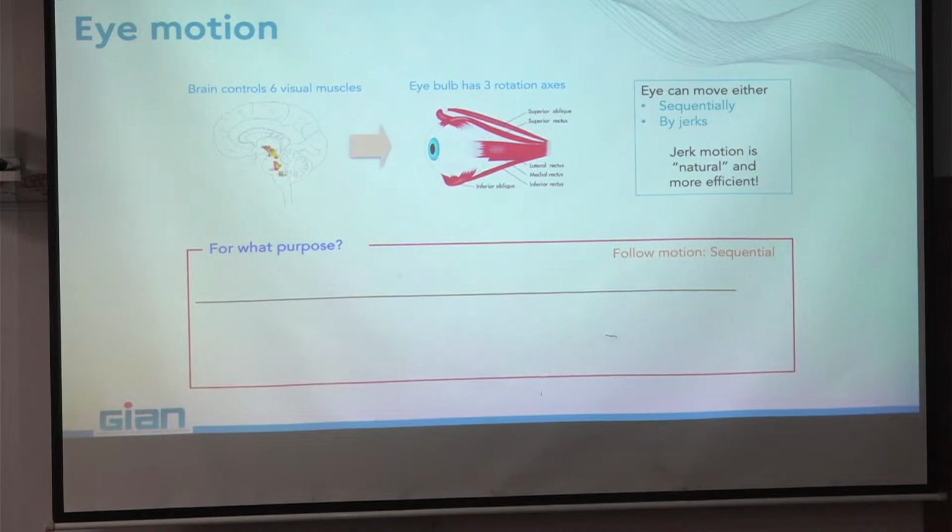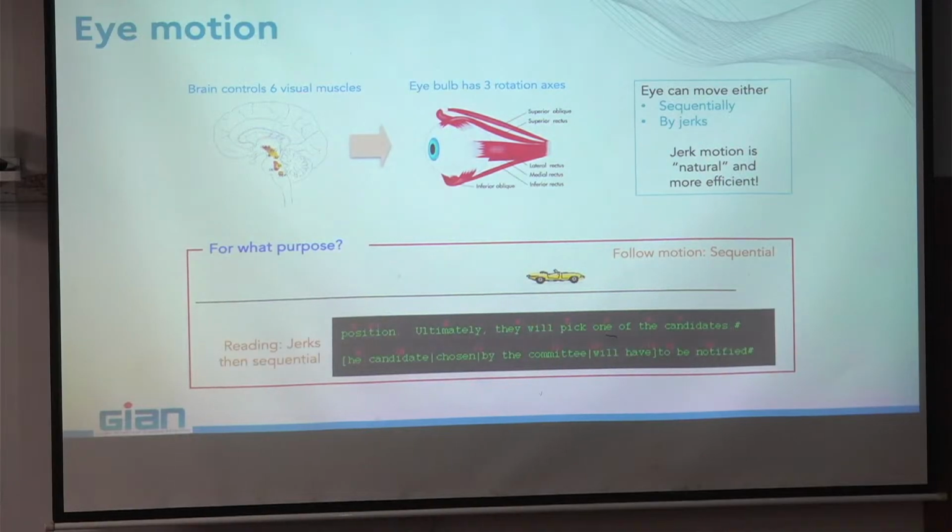Now you have a line. And now you have a car. I see you. Once you locate the car, the jerks allow you to locate it very rapidly. Then you fix it and you follow the car with a sequential motion. This is something which is very important for reading. The way that we read a sequence is linked to this possibility to switch from one mode to the other.